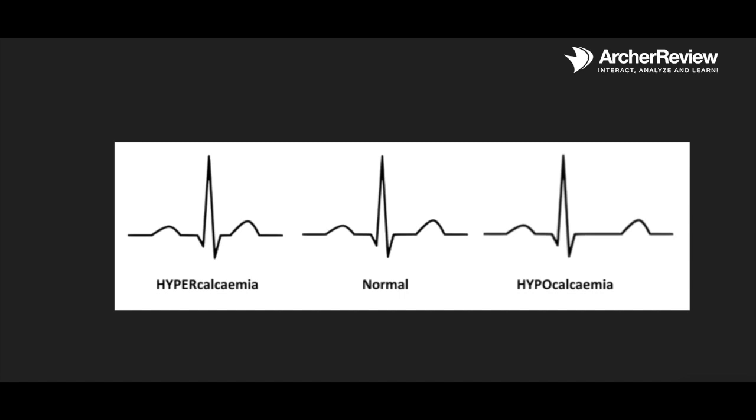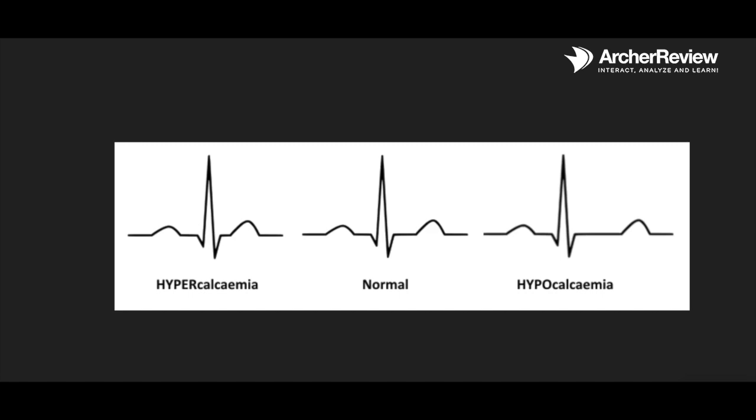And then on the flip side, for hypocalcemia, we're seeing that QT interval is much wider. There's a lot more space after the QRS complex and before the T wave starts. So hypercalcemia decreases the QT interval, and hypocalcemia increases the QT interval.